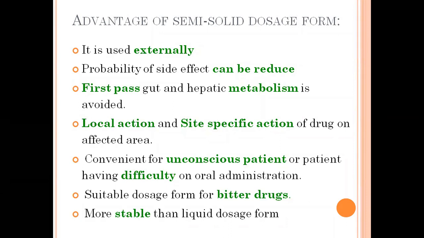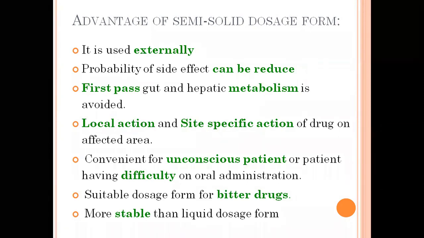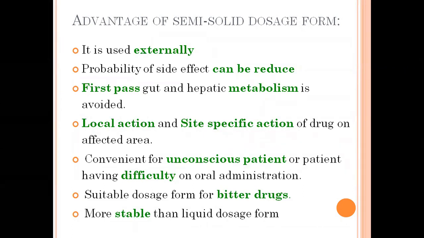If I compare it with liquid dosage forms, semi-solid dosage forms can be unstable because some of them are taken from a natural origin, like oils or lipids, so they can be unstable. But if I compare it to liquid dosage forms, they are quite stable, they are more stable.